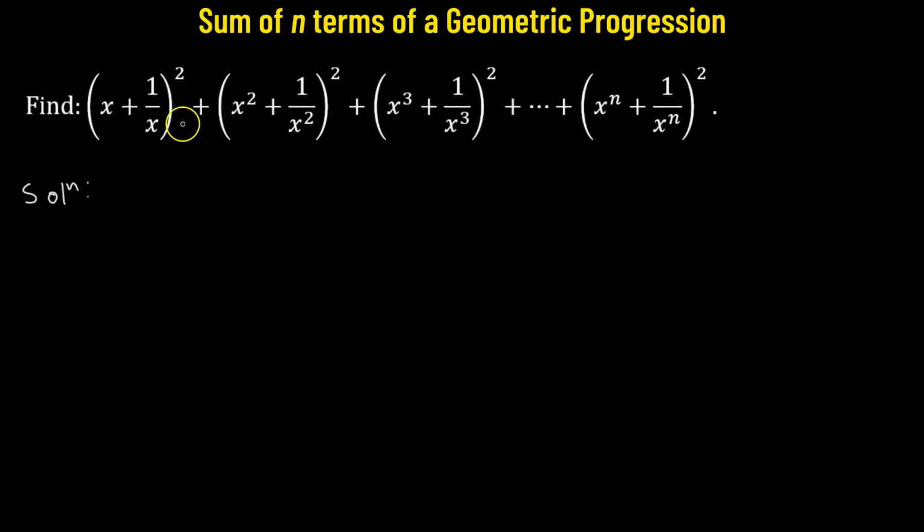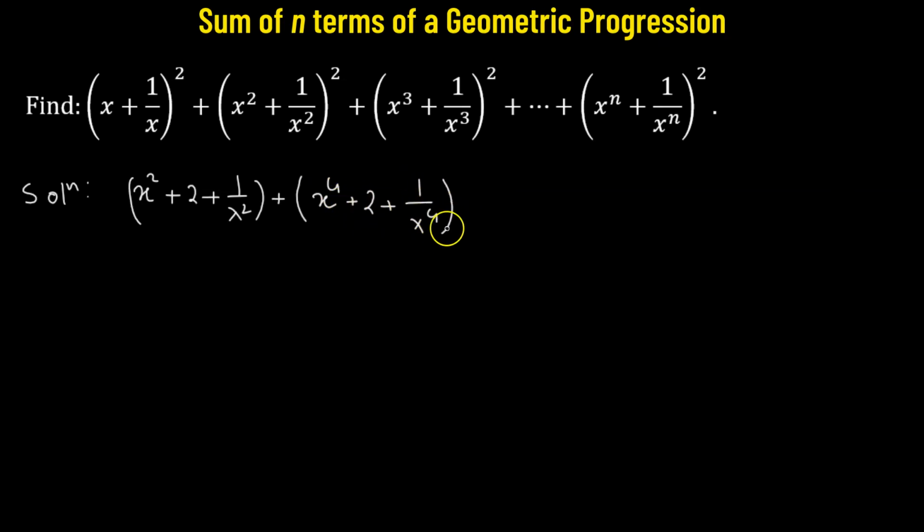So we have (x + 1/x) whole squared. Its expansion will be x squared plus 2 plus 1 over x squared. Then (x squared + 1/x squared) whole squared. When we expand the second term, we're going to get x raised to the power of 4 plus 2 plus 1 divided by x raised to the power of 4. Then expanding the third term is going to give us x raised to the power of 6 plus 2 plus 1 over x raised to the power of 6.